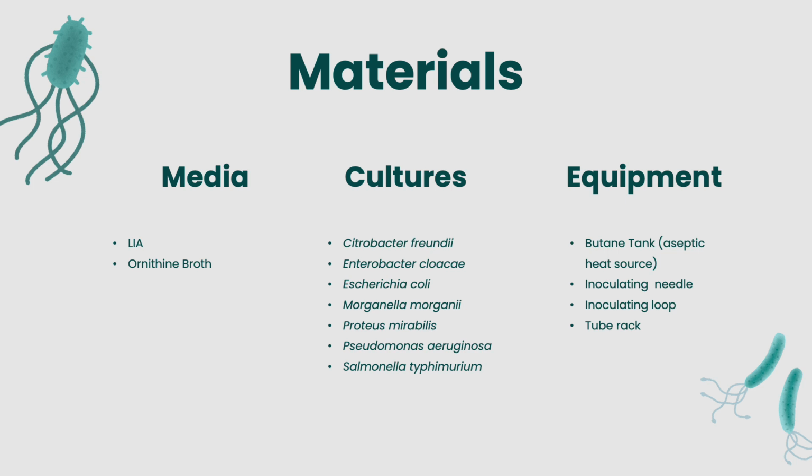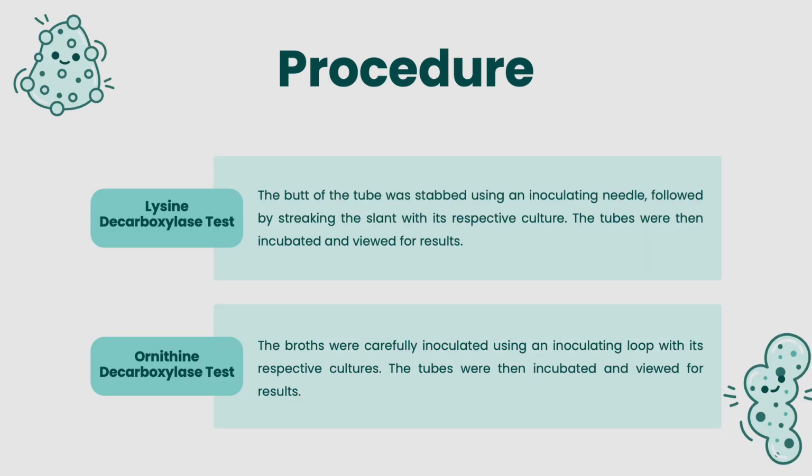For our procedure of the lysine decarboxylase test, we made sure that the butt of the tube was stabbed, followed by streaking the slant with its respective culture. The tubes were then incubated and viewed for results. For the procedure of our ornithine decarboxylase test, we made sure the broths were carefully inoculated using an inoculating loop with its respective cultures. The tubes were then incubated and viewed for results.